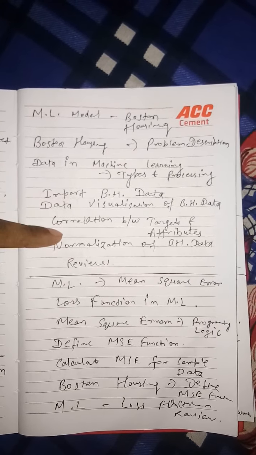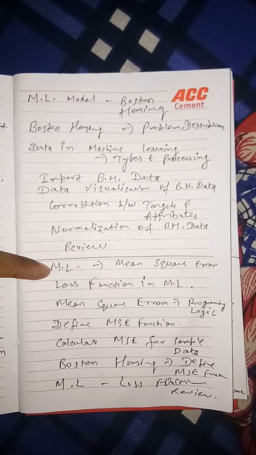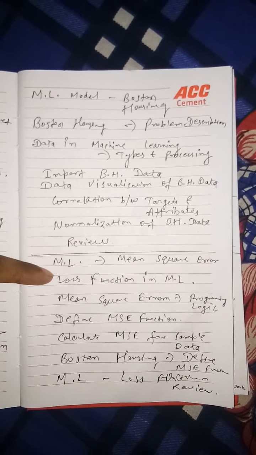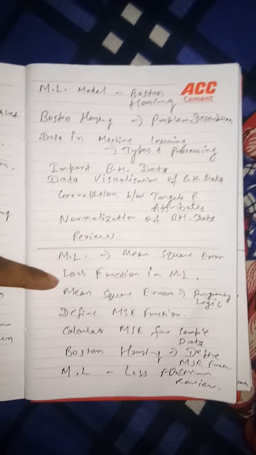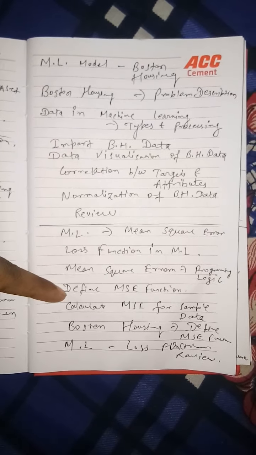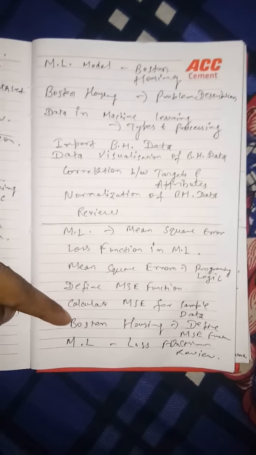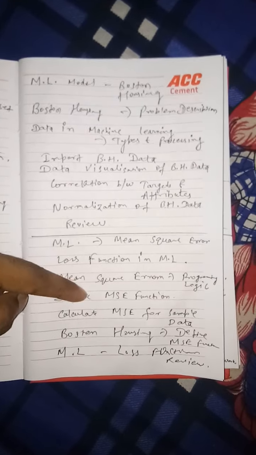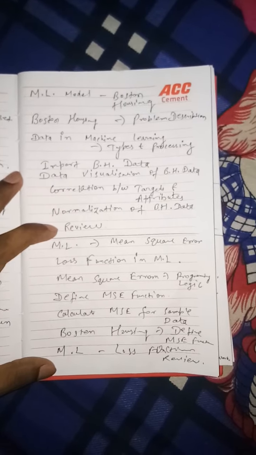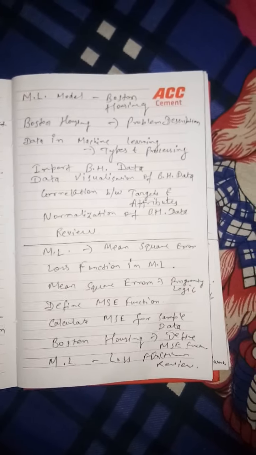After this, if you solve this quiz, you go on to the next module, that is machine learning mean square error. In this module you have to learn about loss function in machine learning, then mean square error, programming logic, define MSE function, then calculate MSE for sample data, then Boston housing define MSE function, then MSE function loss function review, that is quiz. After you learn this module you have to solve the quiz, and that is very important for your machine learning.